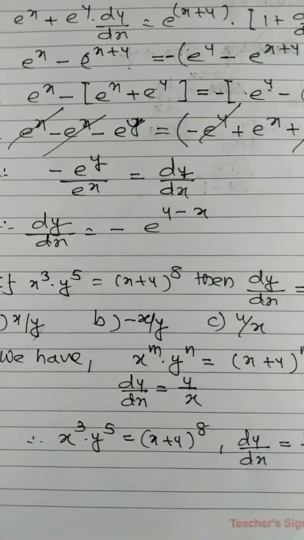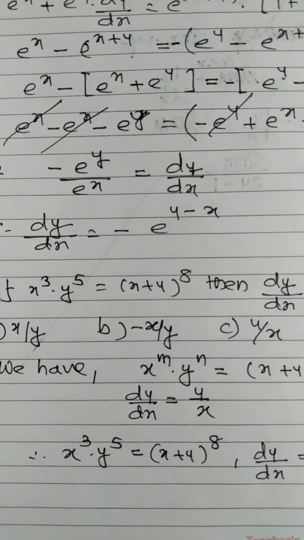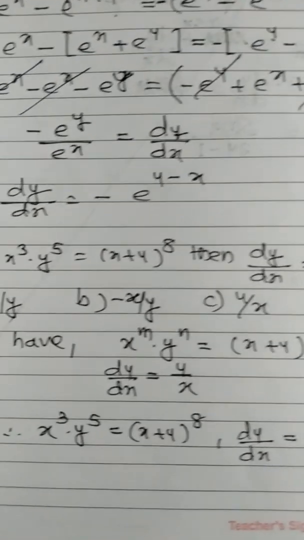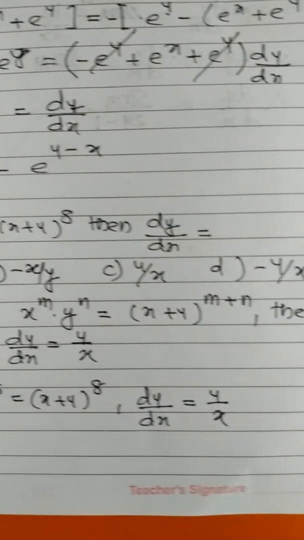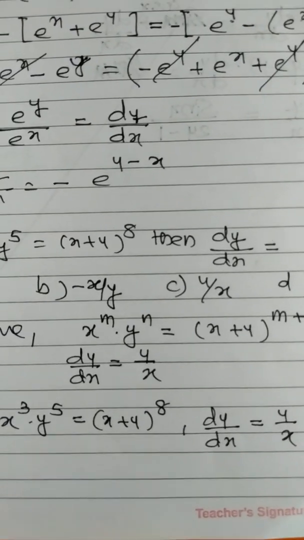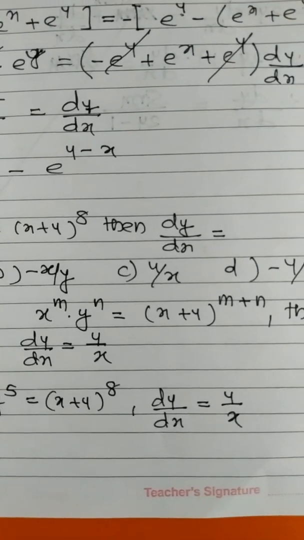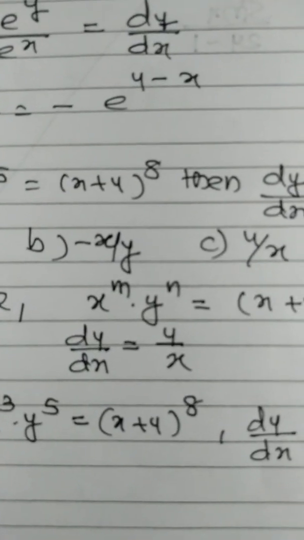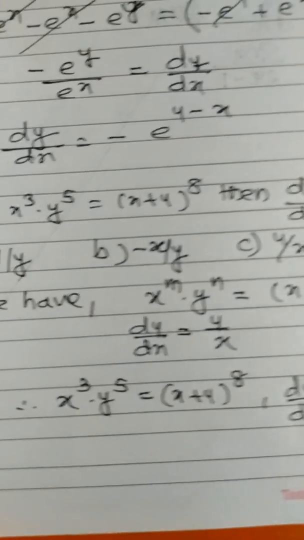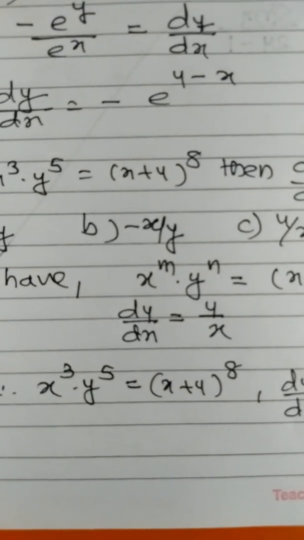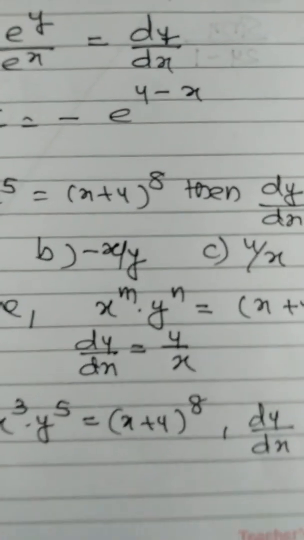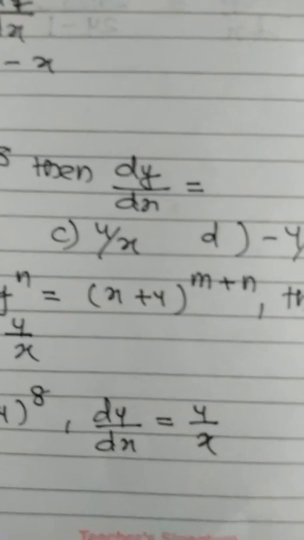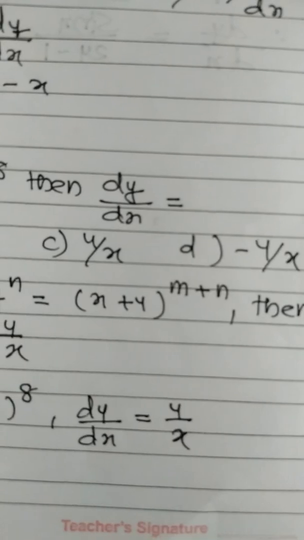Second example: x^3 y^5 equals (x + y)^8. Then we have to calculate dy/dx. Options A, B, C and D are given. By the theory result, if x^m y^n equals (x + y)^(m+n), then dy/dx is y/x, for any values of m and n. So here you can write directly that dy/dx is y/x.